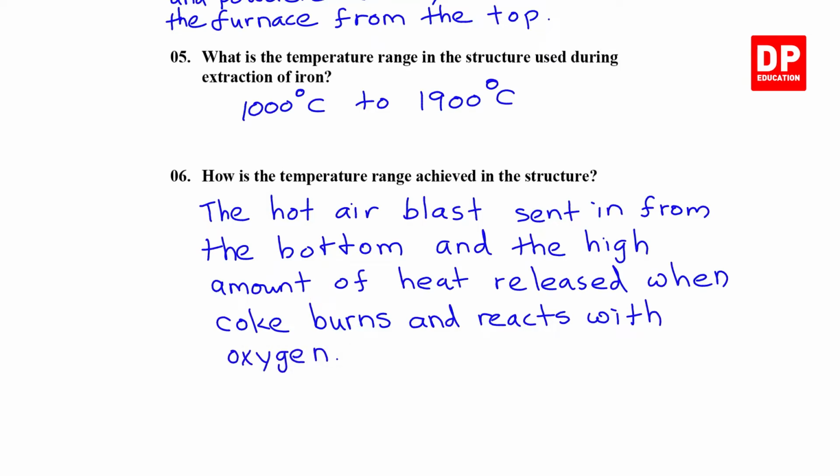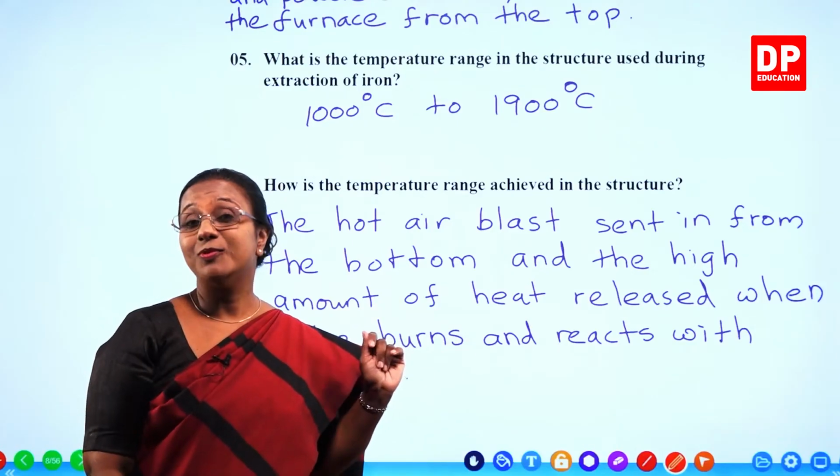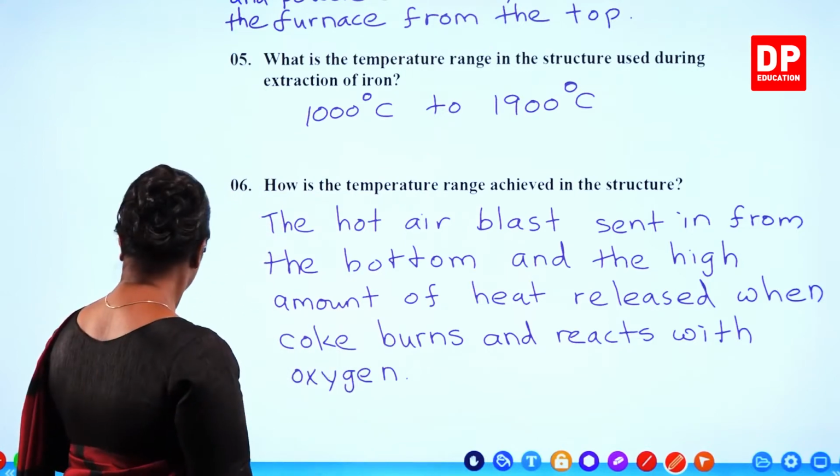So from both these methods, one is the hot air blast, the other one is the burning or combustion of coke. So from those they achieve this temperature range. Is that clear, students? So then we'll move on to the next part of the question.